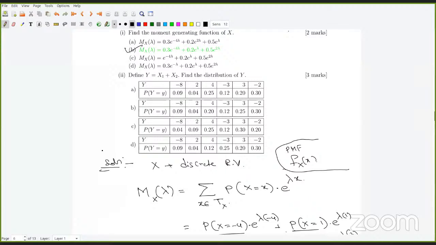So this is part 1. We have 2 parts here. Part 2 introduces a new random variable Y, which is the sum of the 2 random variables X1 and X2. We ask you to find the distribution of Y. So how do we find this?